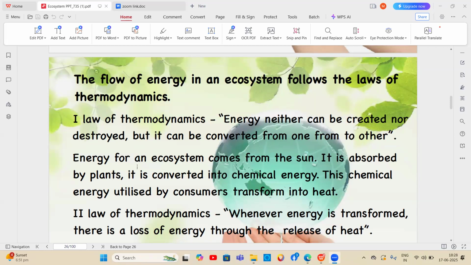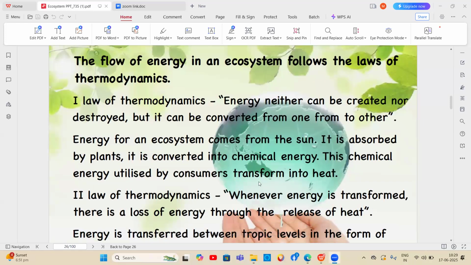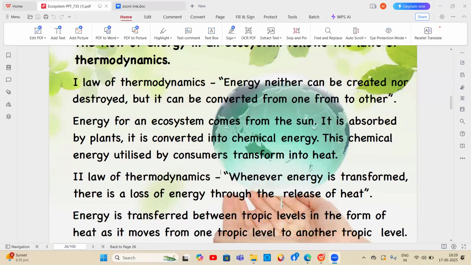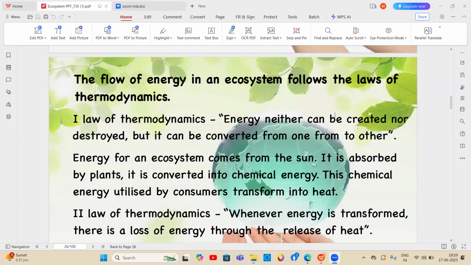It is absorbed by the plants and converted into chemical energy, that is, solar energy is converted into chemical energy. This chemical energy is utilized by the consumers and transformed into heat. So energy flow in an ecosystem follows two laws of thermodynamics. The first is the first law of thermodynamics: energy can neither be created nor destroyed, but it can be converted from one form to another.